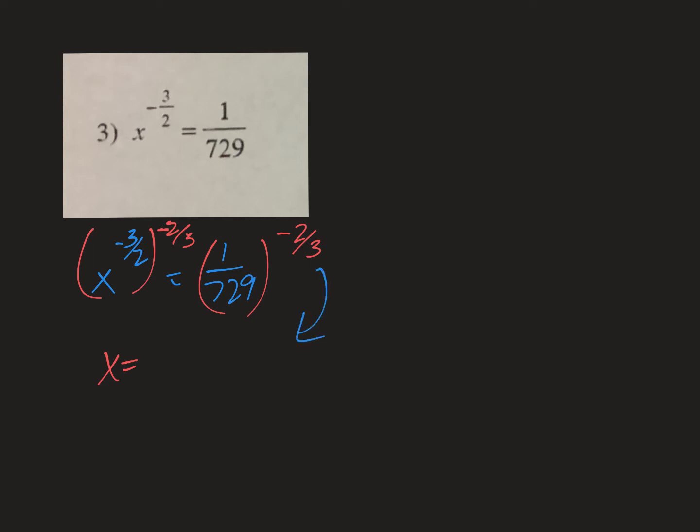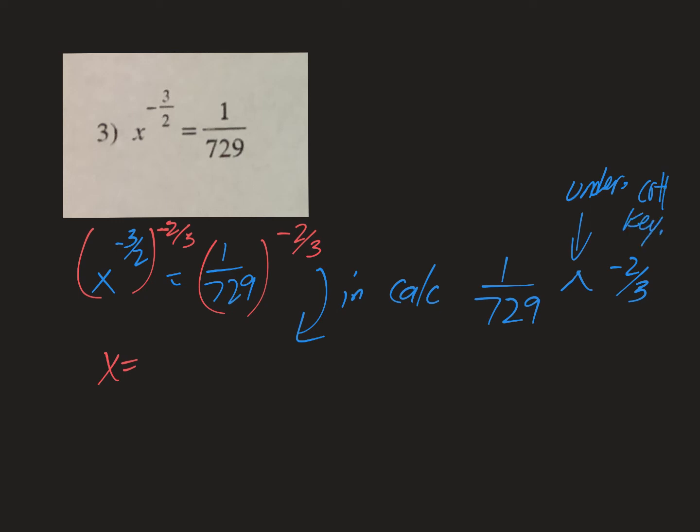Okay. So in the calculator, you will need the control key to get that exponent up there, right? So you would put 1 over 729 and then use the little caret button to put the exponent up there, right? So this button is under the control key. Now if you put this in your calculator, you should get that this is going to be 81.